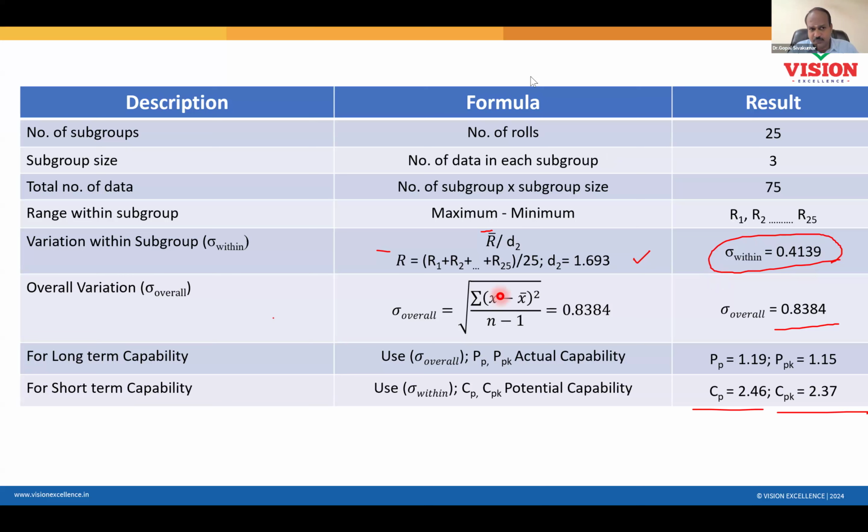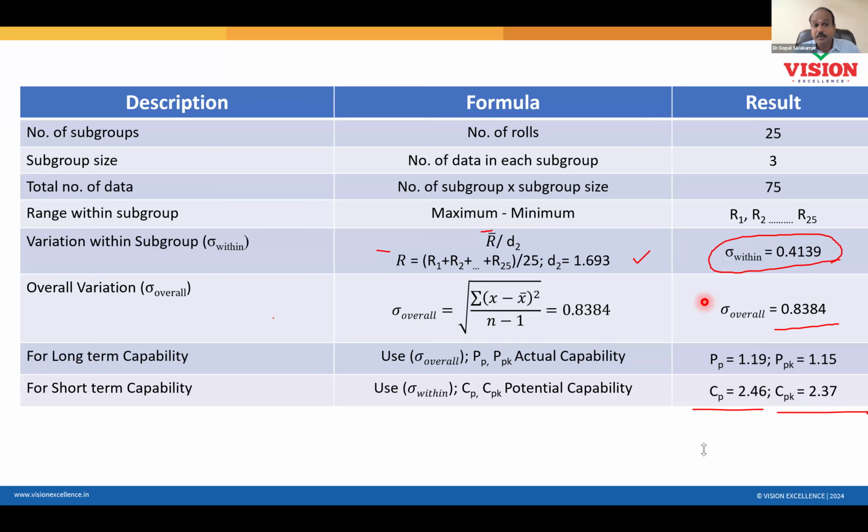If you use this 0.4 in your formula, you will have the formula for Cpk, isn't it? Use this 0.4, that will straight away give you Cpk. Look at your Cp, 2.46. Look at your Cpk, 2.37. Are you happy with it? You're extremely happy because your requirement is 1.67, but you got all about 2.